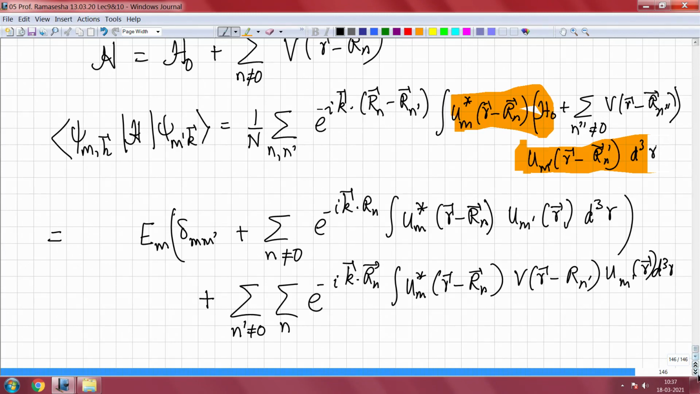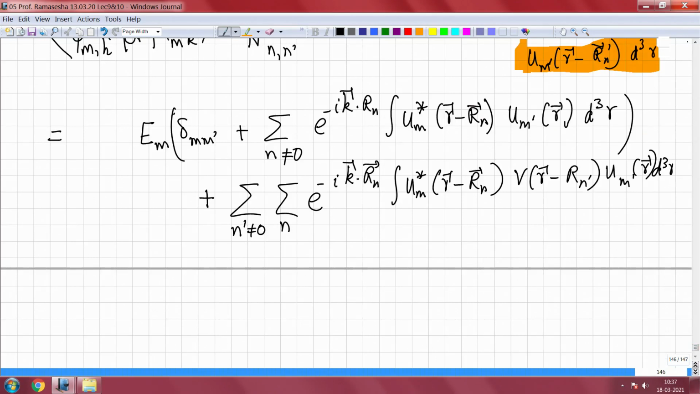As we see, the first term comes just from the H naught part, and the second term comes from the interaction part. And as before, we will again do the two center approximation.